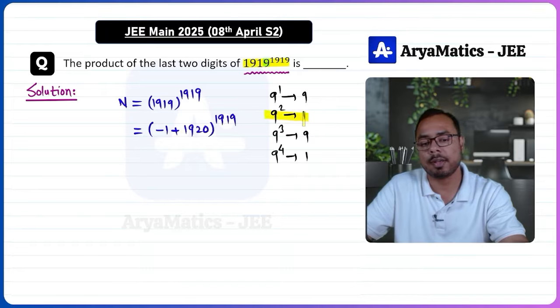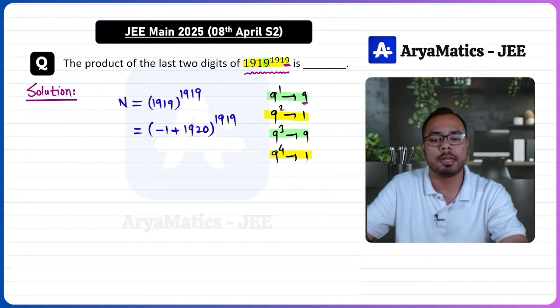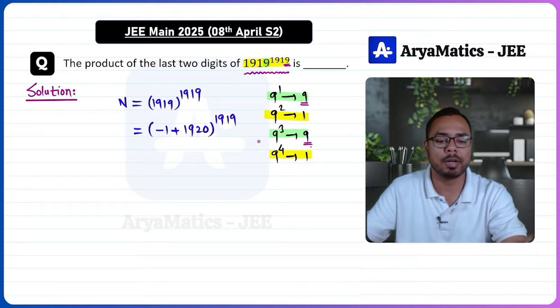Whenever exponent is even number, the digit at unit place will be 1. Whenever the exponent is odd number, the digit at unit place will be 9. So that means in this number, because the exponent is an odd number, the digit at unit place will be 9, right? So at unit place, we have to get 9.